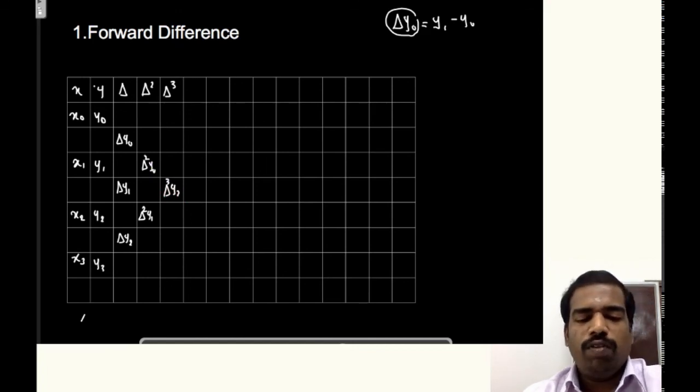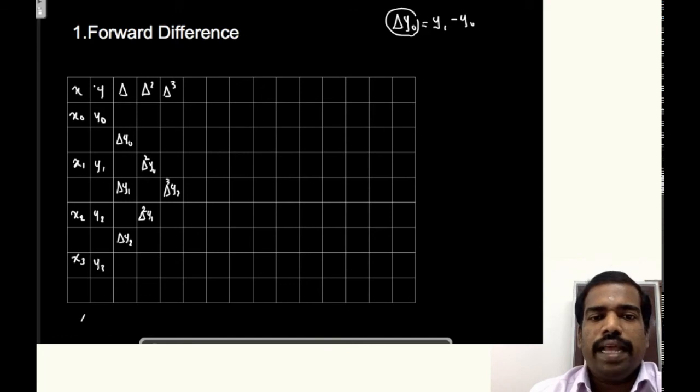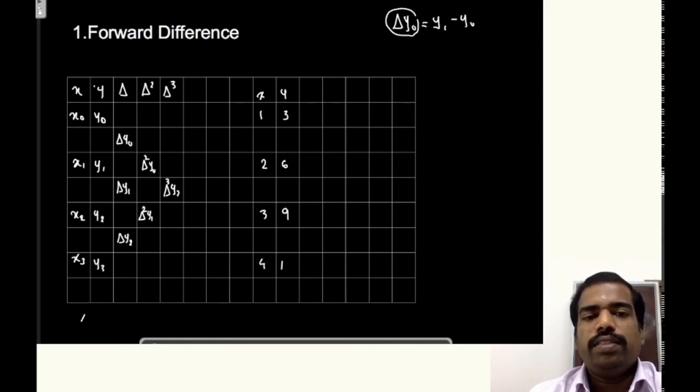And you do some work by yourself. Suppose you have some x and y values. For x equal to 1 you have y equal to 3, and for x equal to 2 you have y equal to 6. For x equal to 3, y equal to 9. For x equal to 4, y equal to 11. Just construct a forward difference table for this table of values. You need to construct a forward difference table based on these x and y values.